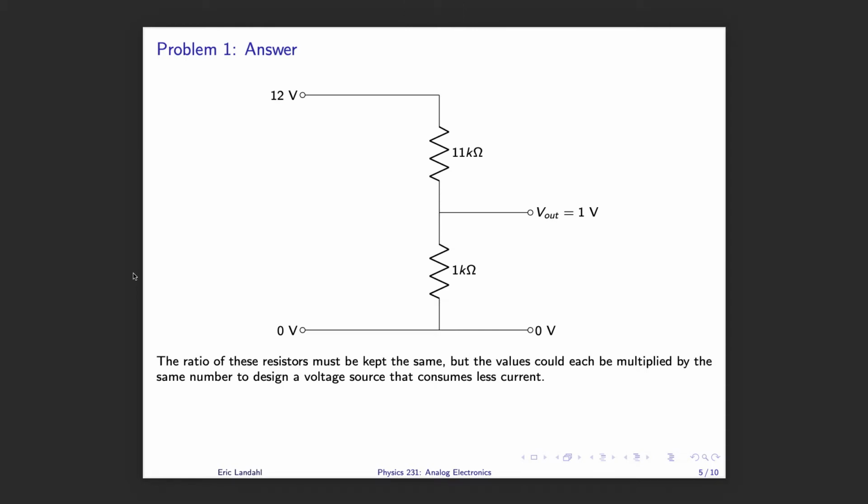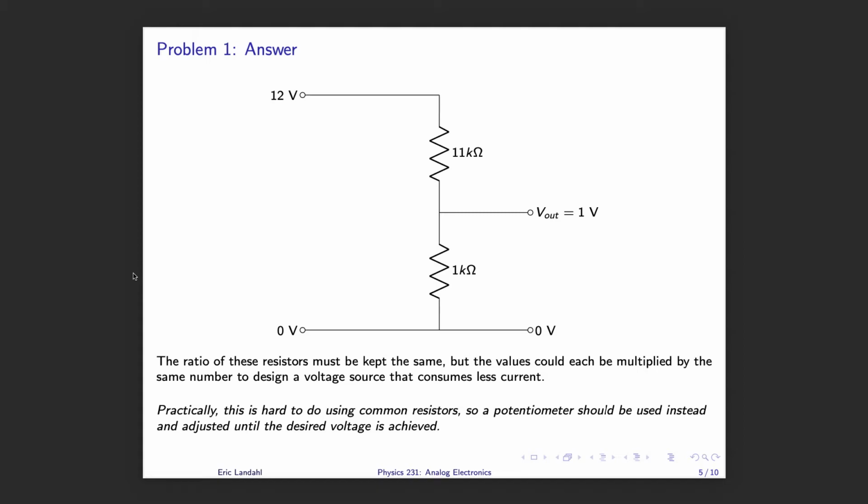Now, if you wanted to still have 1 volt, but have a different amount of current flowing through this circuit, you could simply multiply each resistor by a certain number. So for instance, a 22 kilo ohm and 2 kilo ohm resistor in those positions would still give 1 volt out. However, the amount of current drawn would be half as much as in the shown example.